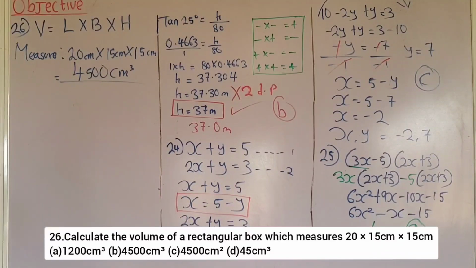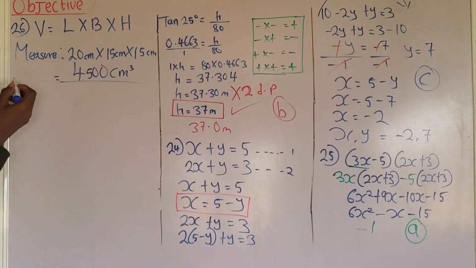Volume is measured in cube, you understand, because you are multiplying three parameters: length, breadth, and height. That is what you are multiplying together. So the unit is in cube, because if we are given centimeter, we are going to have centimeter cube. If you are given meter, we are going to have meter cube. Do you understand? Okay, and option D is 45 centimeter cube, which is not correct. So the correct option is option B. Okay, option B is correct.